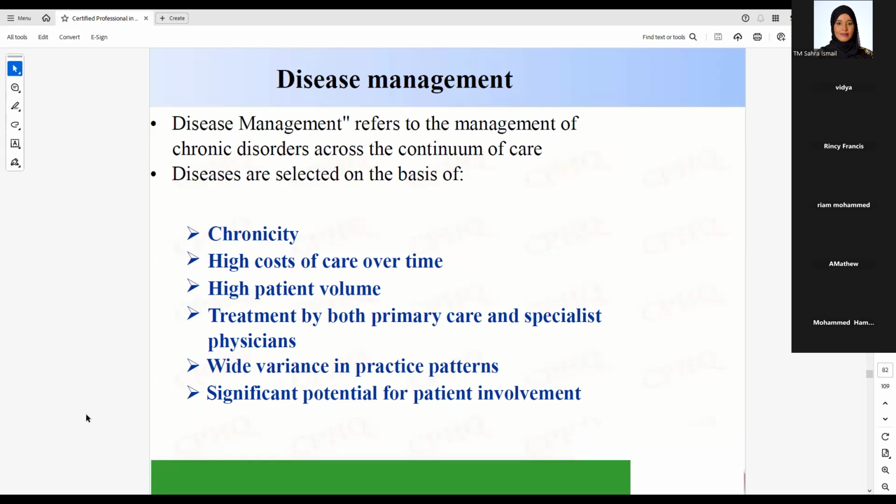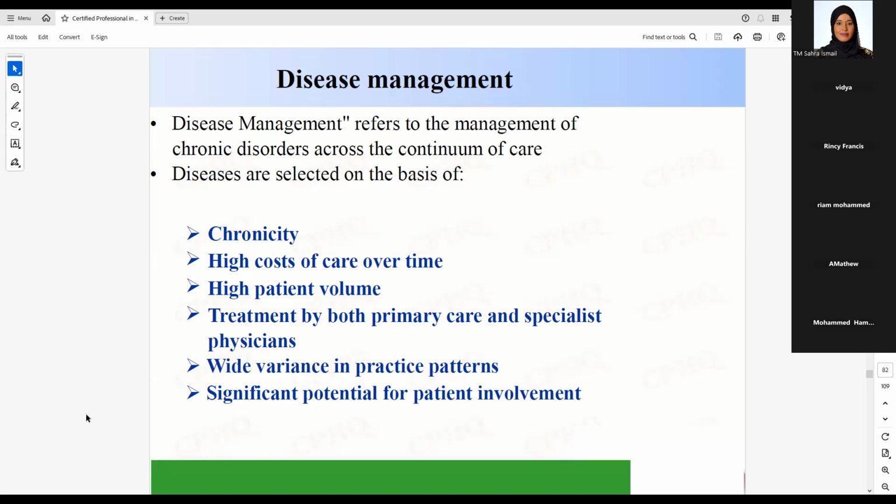So disease management here refers to the management of chronic diseases. It's different than case management. Case management is case by case in the hospital. Disease management talks about chronic diseases and how you manage them as a team. The diseases are selected on the basis of how chronic they are, their cost, the patient volume, the treatment by both primary and specialist physicians, wide variance in the practice patterns, and significant potential for patient involvement.